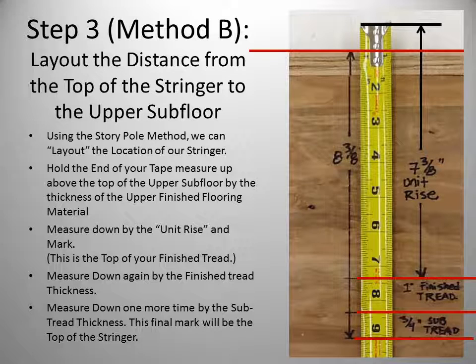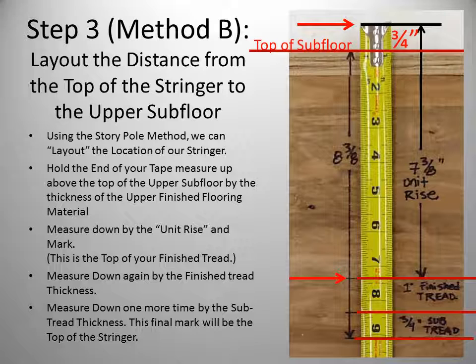The second way to lay out the distance from the top of the stringer to the upper subfloor is to use the story pole method. To use this method, you want to hold the end of your tape up by the thickness of your finished flooring material thickness that will be installed on the upper floor. Then we are going to measure down by the unit rise and make a mark. That mark will represent the top of your finished tread.